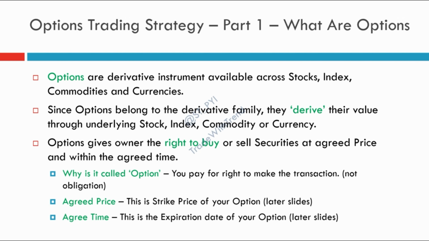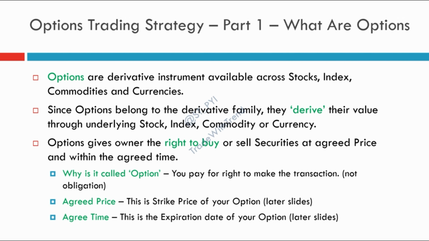Since options belong to the derivative class, they derive their value from the underlying stock, index, commodity, or currency, which is why they are derivatives. That is, they are deriving their value out of something else. In this case, it can be a stock or an index.